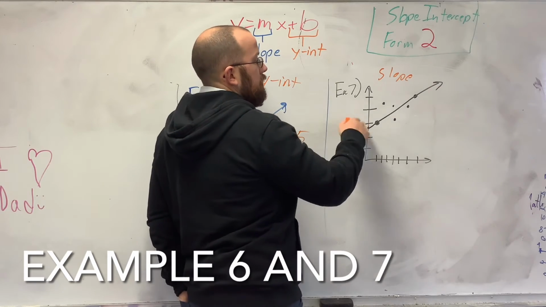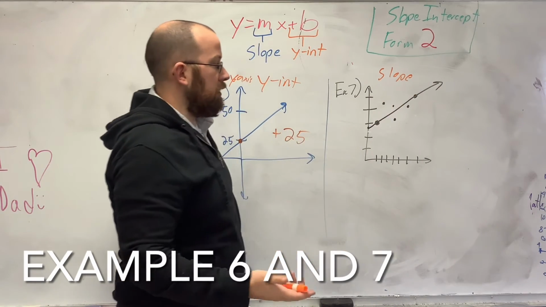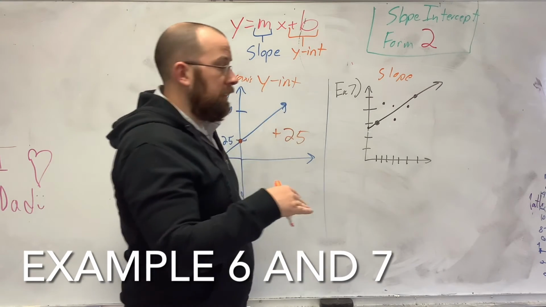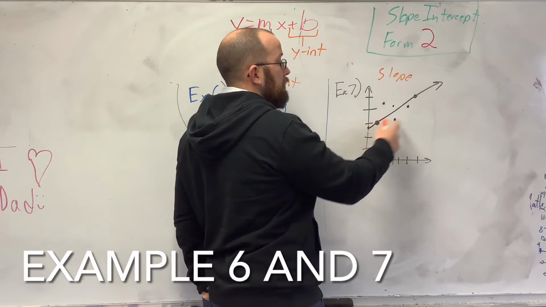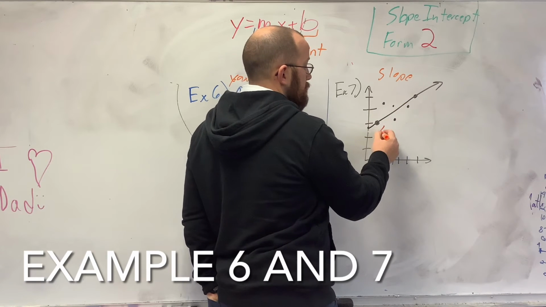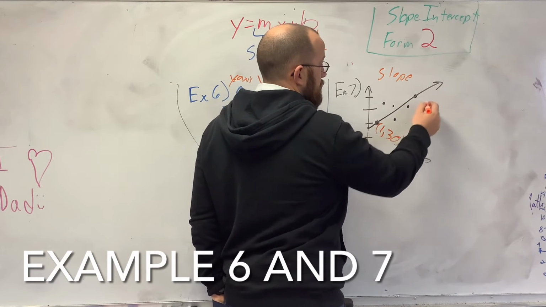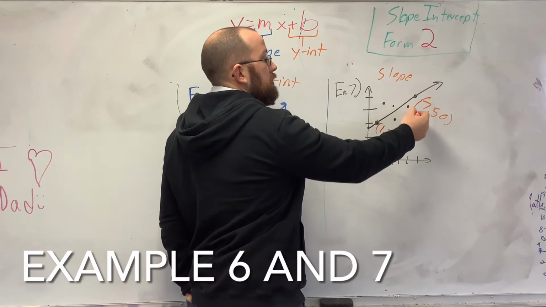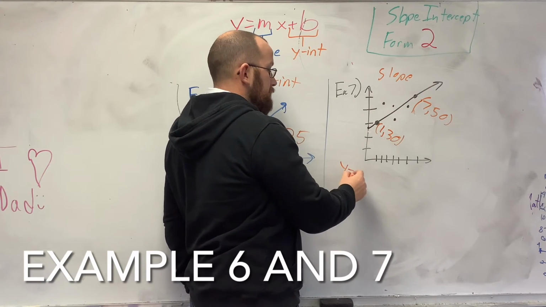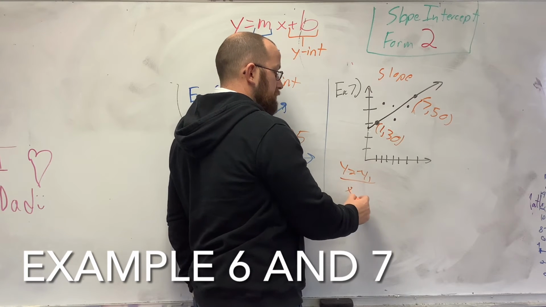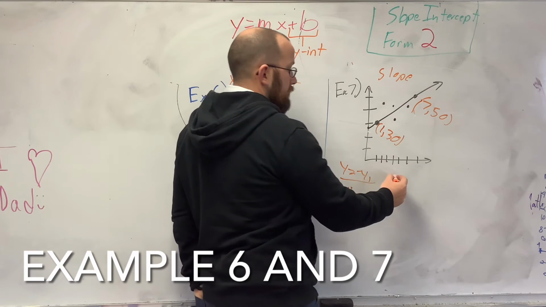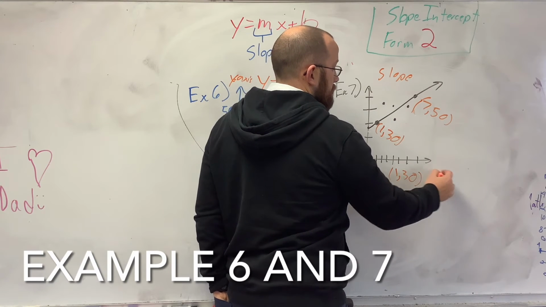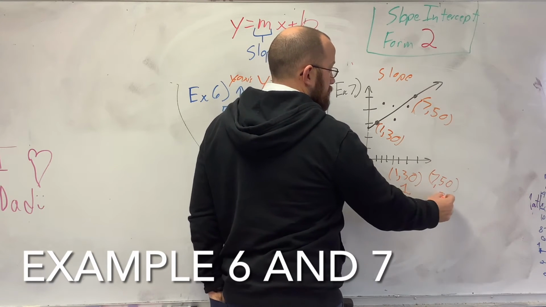All right, so this is an example of a line of best fit. In a line of best fit, you put a bunch of dots in there, and you basically draw a line that fits it the best. This one happens to go through two different points. It goes through (1, 30) and then (7, 50). So we're going to find the slope from that using the slope formula: y2 minus y1 over x2 minus x1. So (1, 30), (7, 50), we'll call this 1, 2.